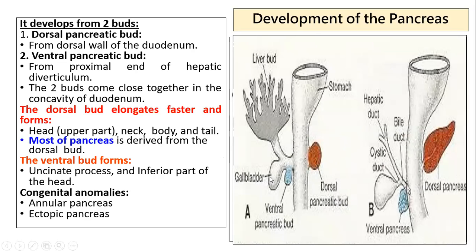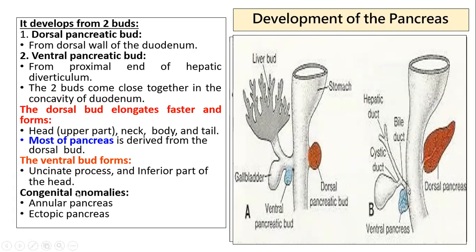So what develops from the ventral bud then? The uncinate process and the inferior part of the head. The main upper part of the head develops from the dorsal bud, and the lower part, called the inferior part of the head, develops from the ventral pancreatic bud, as well as the uncinate process. As you know, the pancreas has a process called the uncinate process, and it develops from the ventral bud.